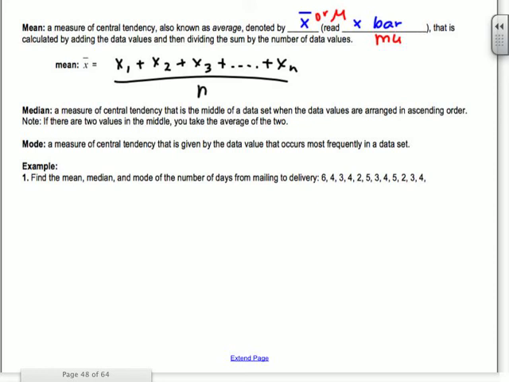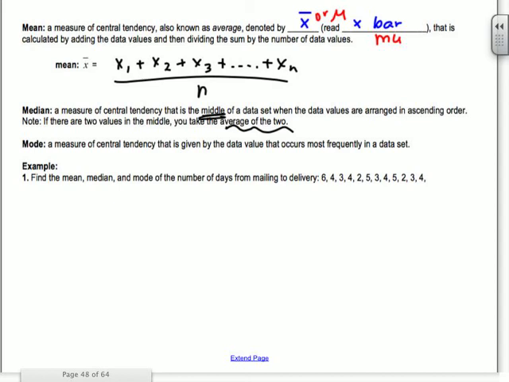Okay, median, a measure of central tendency, so a measure of some kind of center that's in the middle of the data set. So median means middle. And then if there's two that are in the middle, so if you have an even number of numbers, you take the average of the two. So you take the median of the two middle numbers, or the mean of the two middle numbers. All right, and then the mode is most often. You guys should be pretty familiar with these, are you? Heard this all before? Okay.